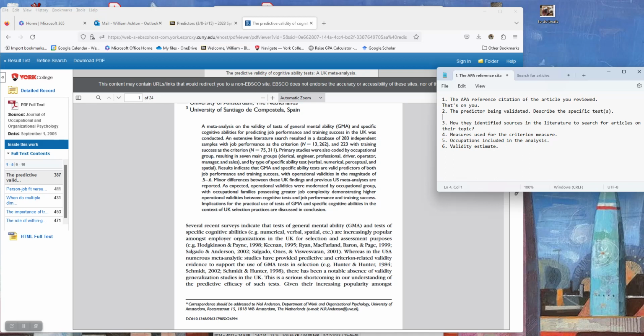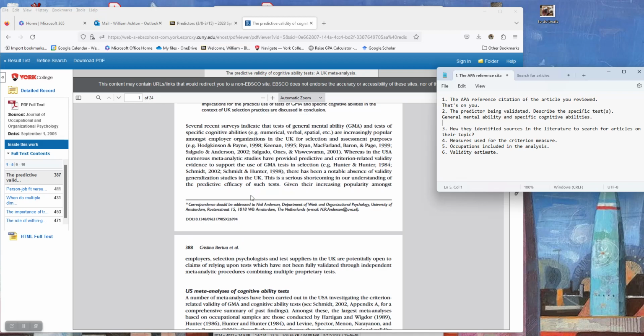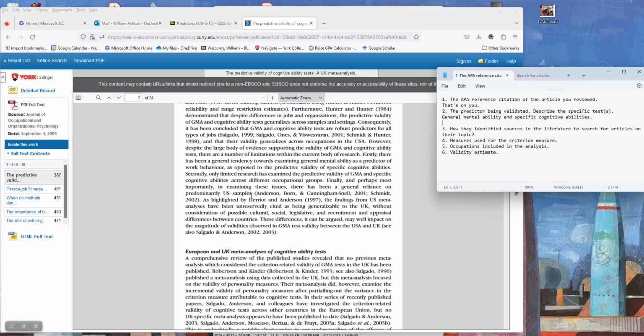So now I need to describe the predictor being validated and describe the specific tests. So the predictor, we know, are tests of general mental ability and specific abilities. I know that because it's right there in the abstract of the article. But specifics, so we probably need to find that.